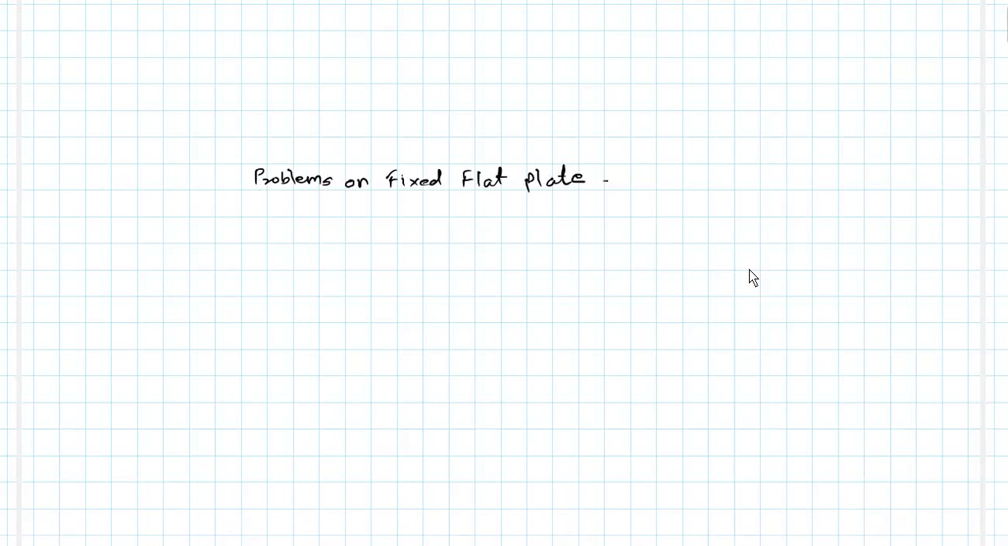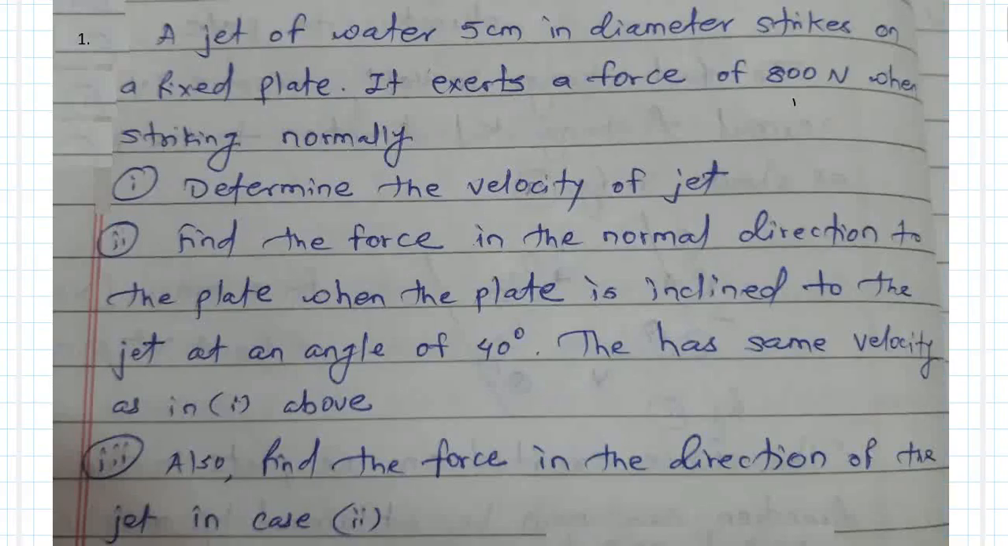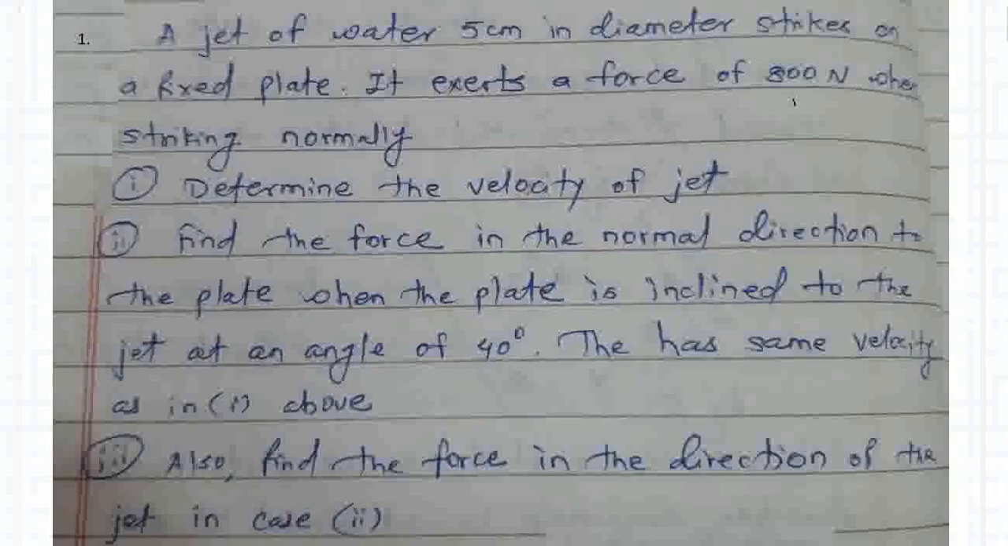Here we are going to see the problems on a fixed flat plate. Let's consider numerical number 1. A jet of water 5 centimeter in diameter strikes on a fixed plate. It exerts a force of 800 Newton when striking normally. First, determine the velocity of the jet.